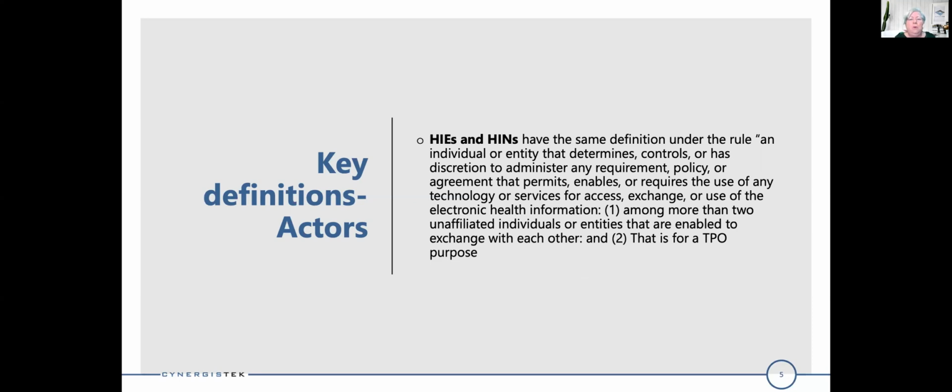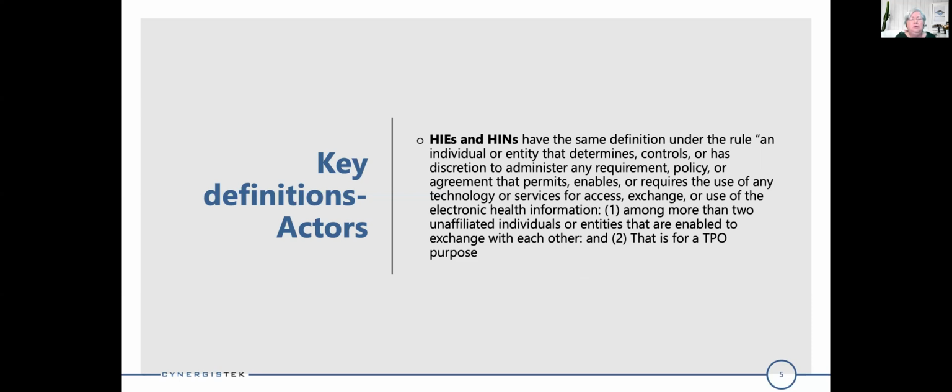But it's among more than 2 unaffiliated individuals or entities. So you have to think through and consider, are they affiliated entities? And is there more than 2 of them? There have to be at least 3 to fit under these definitions. And it's a matter that enables them to exchange with each other, and it's for treatment, payment, or operation purposes.